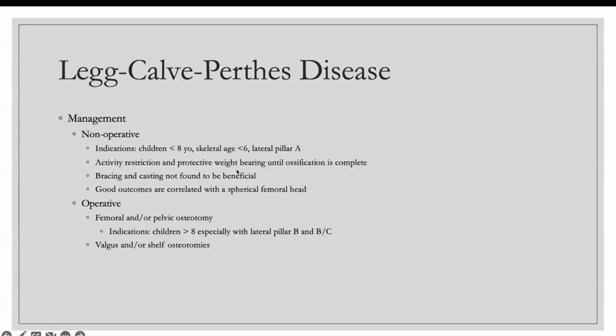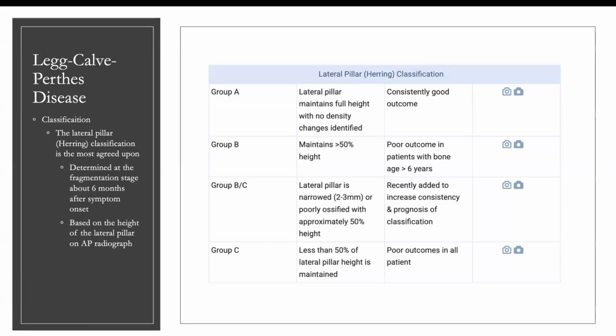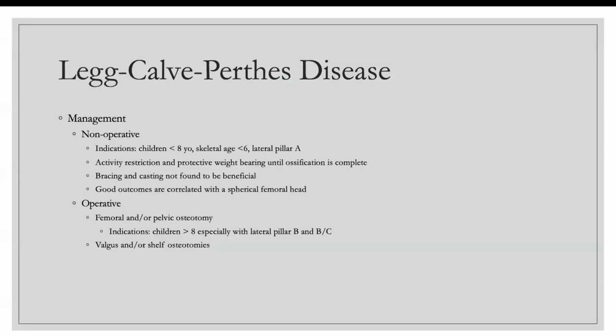So our non-operative management indications are going to be your kids less than 8, they're going to have a skeletal age less than 6, and they're going to be in that lateral pillar A group, where the height is fully maintained and there's no density changes identified. They can use bracing or casting, but that really hasn't been shown to be helpful. And then as long as they maintain that good spherical shape of the femoral head, they tend to have pretty good outcomes. Anything other than that, you're going to want to get over to our orthopedic surgical colleagues to make sure they don't need any kind of osteotomy here.